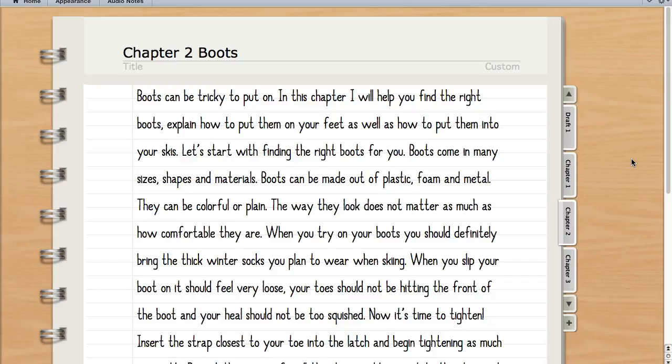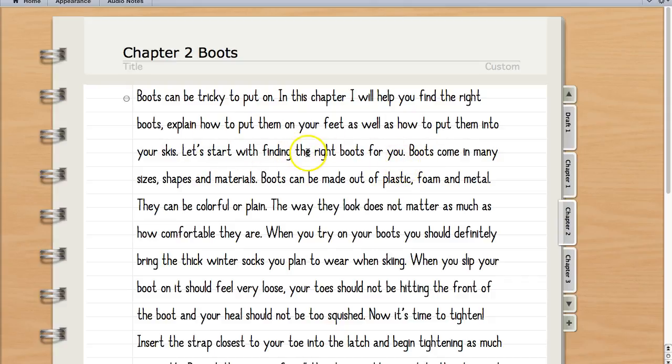Boots can be tricky to put on. In this chapter, I will help you find the right boots, explain how to put them on your feet, as well as how to put them into your skis. Let's start with finding the right boots for you. Okay, already I'm noticing that this could be a paragraph right here where I say, let's start with finding the right boots for you.